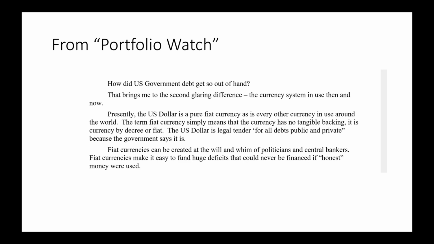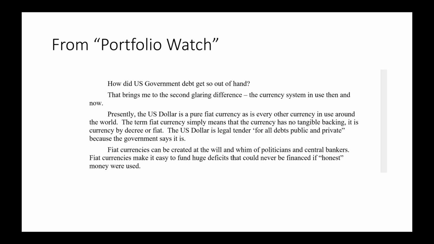Now, if you are a new participant in these Headline Roundup webinars, the term fiat currency just means the currency has no tangible backing. It's currency by decree, it's currency by fiat. The reason the US dollar is legal tender for all debts, public and private, as it says on the back of the Federal Reserve note, is only because the government says it's legal tender. Now, fiat currencies can be created at the will and whim of politicians and central bankers. They can just literally create currency out of thin air, which has been happening via quantitative easing.